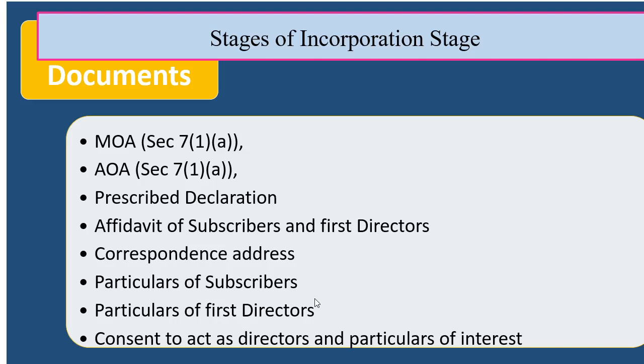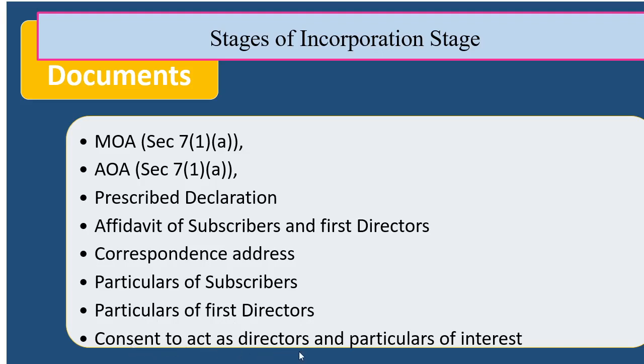Particulars of subscribers. The details of subscribers, their name and residential address, nationality, and each and everything should be specified. Particulars of the first directors. The first directors, as I told, are very special to the formation of company. So his details should be attached. Directors will be given a special number, director identification number. So this should be provided along with the details and the proof of director.